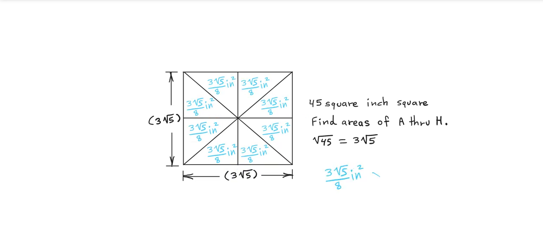And then the final check is we multiply that value, 3 radical 5 over 8 square inches, times 8 triangles, and we do get 3 radical 5, which is 3 squared, 9, times 5 is 45, so we get 45 square inches for the total area of the square. So that's been proven as correct.